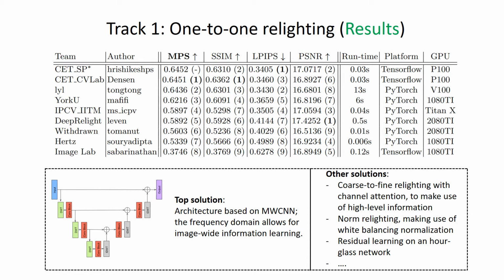The top solution used the architecture based on MWCNN. The frequency domain allows for image-wide information learning, and the team uses the discrete wavelet transform to convert to the frequency domain. There were other solutions, for example, the coarse-to-fine relighting with channel attention that made use of high-level information, the norm relighting that makes use of white balancing normalization, or the residual learning on an hourglass network, and other solutions which are all detailed in the challenge report.